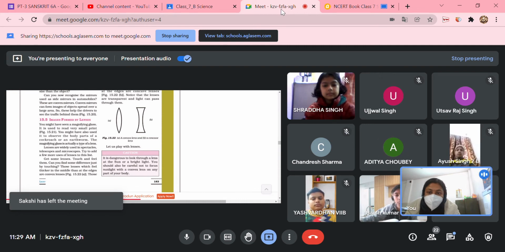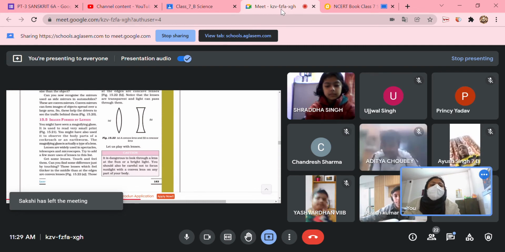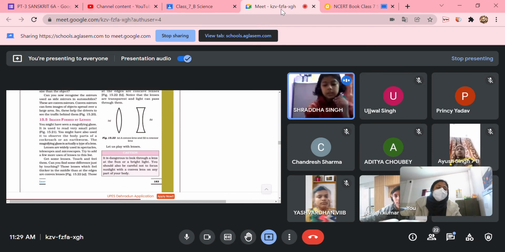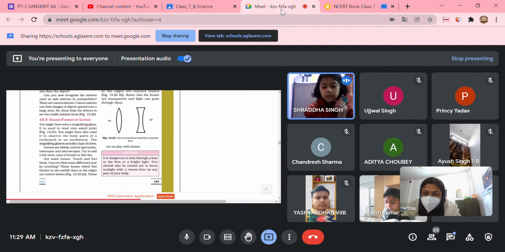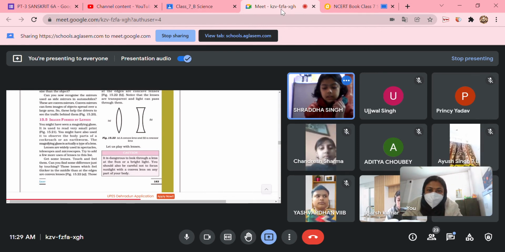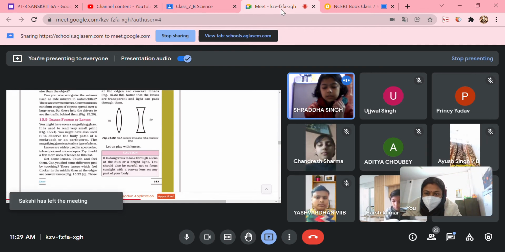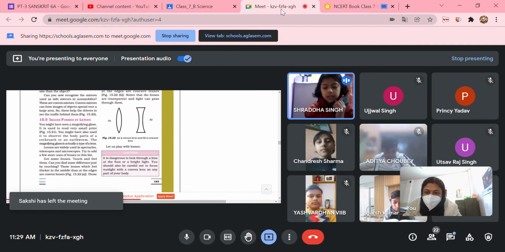Next, continue. 15.5 Images formed by lenses. You might have seen a magnifying glass. It is used to read very small print. Figure 15.21. You might have also used it to observe the body parts of a cockroach or an earthworm. The magnifying glass is actually a type of lens. Lenses are widely used in spectacles, telescopes, and microscopes.